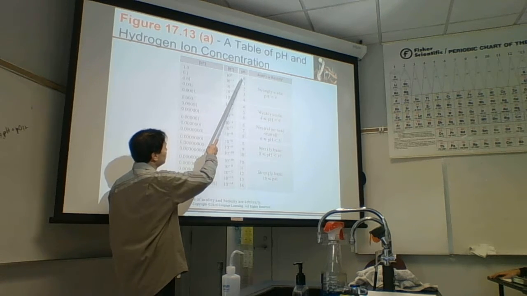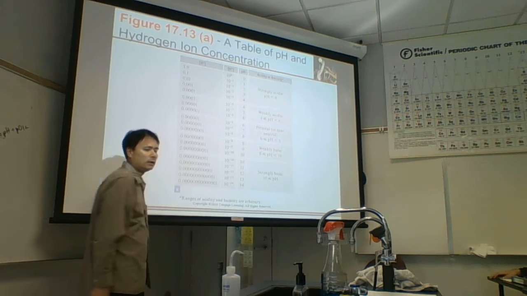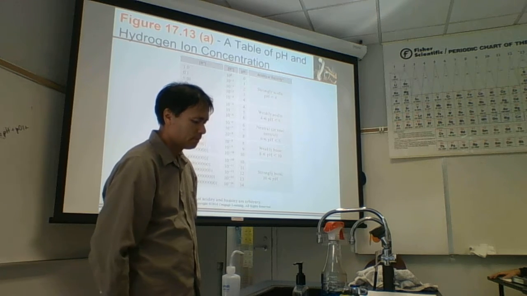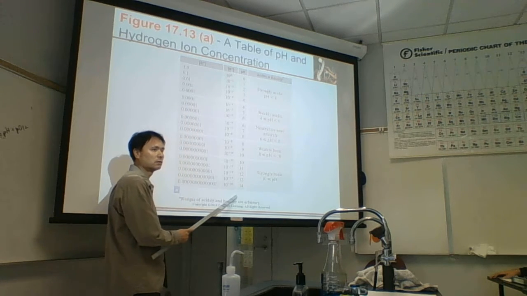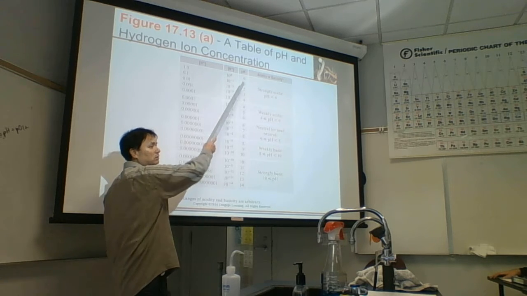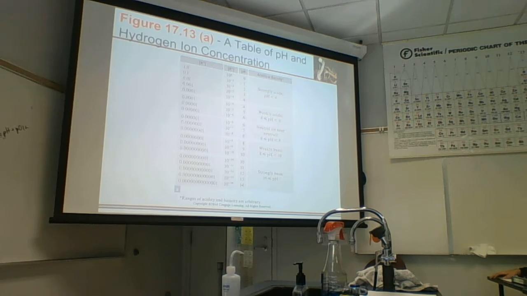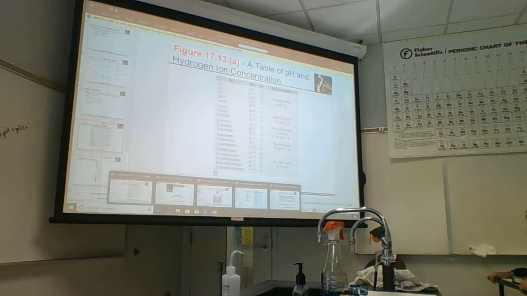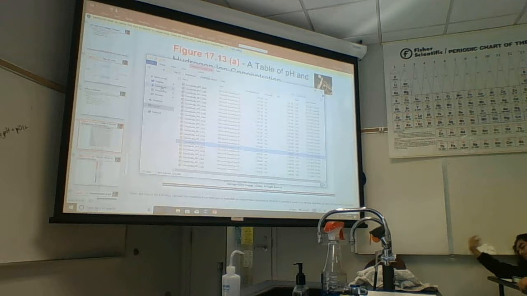And so in general, things are going to range from pH 0, strongly acidic, to a pH of 14, strongly basic. But are pHs greater than 14 possible? Turns out, yes, there are pHs greater than 14. Can we have pHs less than 0? Is a pH less than 0 possible? Yes, pHs less than 0 are possible.